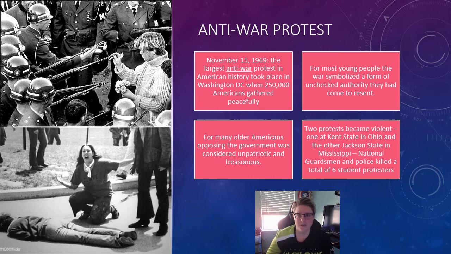A lot of Americans who were previously like, the government is right and you shouldn't question it, even they were starting to doubt, and they were like, man, I think we should start withdrawing out of Vietnam. And that's exactly what happens. It's shortly after these two events that the first U.S. troops are going to be withdrawn from the Vietnam War.